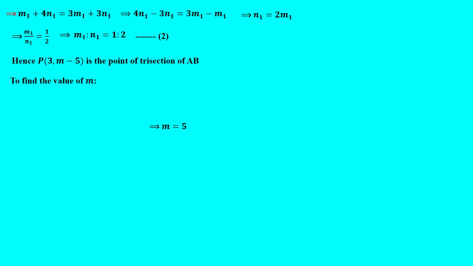So to find the value of m, we know m1 is 1 and n1 is 2. We take the other coordinate, the y coordinate: (1 into 4 plus 2 into minus 2) divided by (1 plus 2) is equal to m minus 5. That is (4 minus 4) by 3, which is equal to m minus 5. So m minus 5 equals 0, so m equals 5. That's all. Thanks.